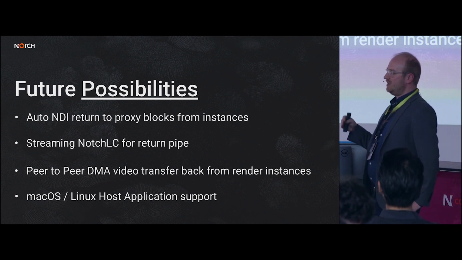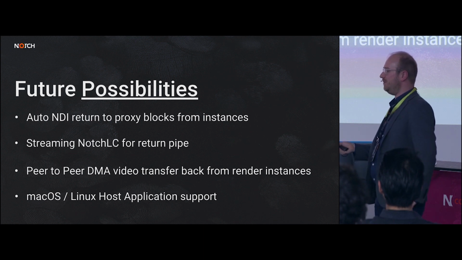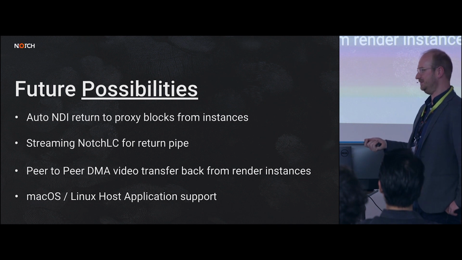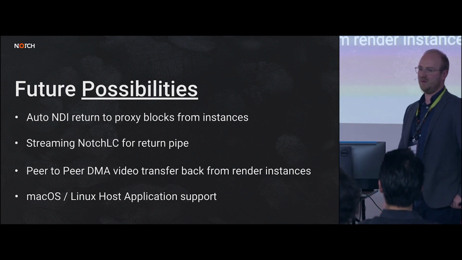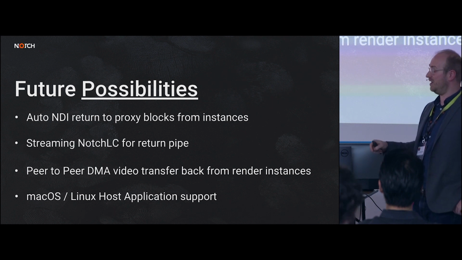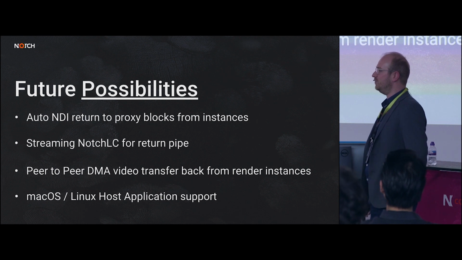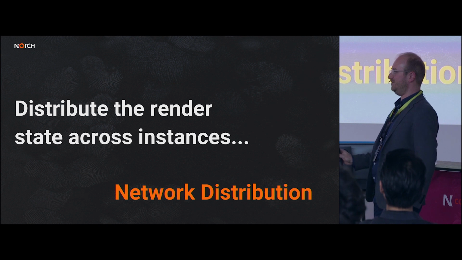What about if there's multiple GPUs in the same machine and you don't need to use the network layer? Well, perhaps we can use peer-to-peer DMA or things like SLI to be able to move those between the GPUs. Maybe. And the Mac OS X and Linux host application support will be something that we'll pursue. It's not happening right now, but it's something that we will start to venture into towards the end of this year.